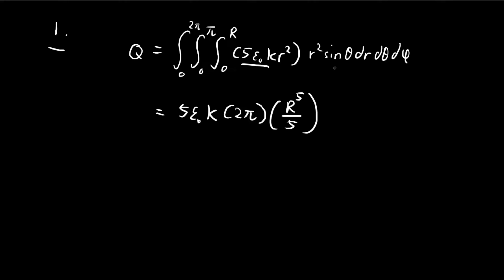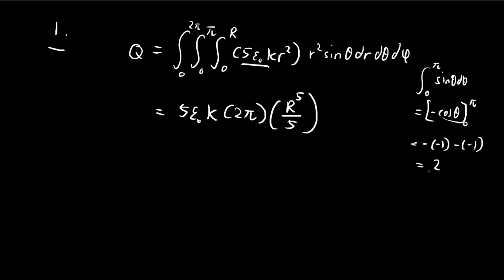Then we're integrating sine theta from 0 to pi, and that is equal to 2, because this is equal to negative cosine theta from 0 to pi. Cosine of pi is equal to negative 1, so we have minus negative 1. And cosine of 0 is equal to 1, so minus negative 1. So this is equal to 2. We also have another 2 here. The 5's cancel out, so we're left with 4 epsilon k pi r to the power of 5. So this is our answer.